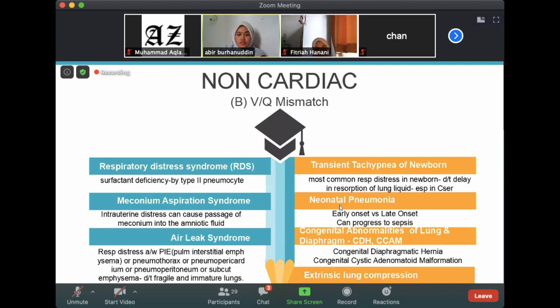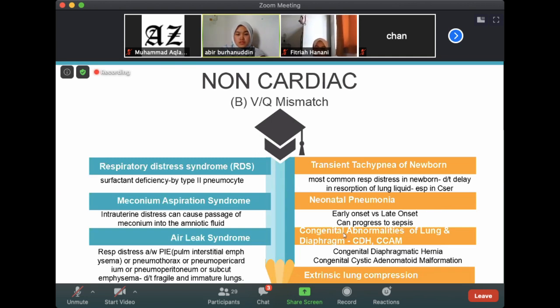Okay, the fifth one is neonatal pneumonia. We have early onset and late onset. The early onset is usually caused by infection acquired from the mother during intrauterine life. For example, when the mother has GBS, she can transmit the GBS to the fetus. The late onset is usually due to a nosocomial cause. Neonatal pneumonia can progress to sepsis and then cause cyanosis. In sepsis, there is vasoconstriction of the blood vessels, which can cause stasis of the blood and cause cyanosis.